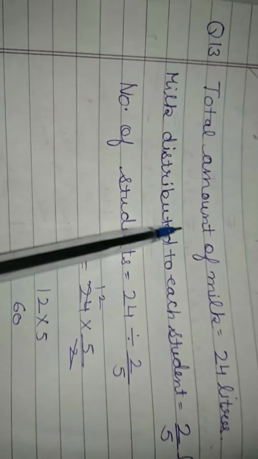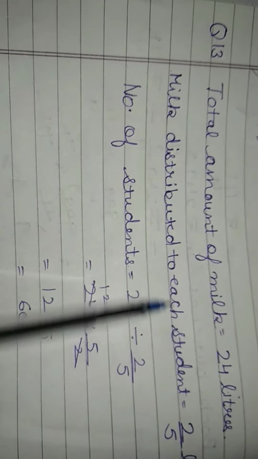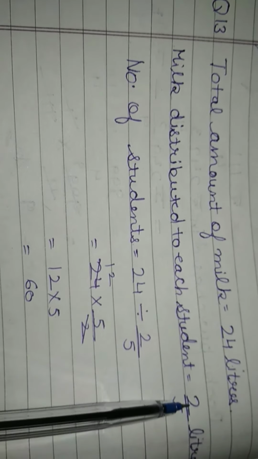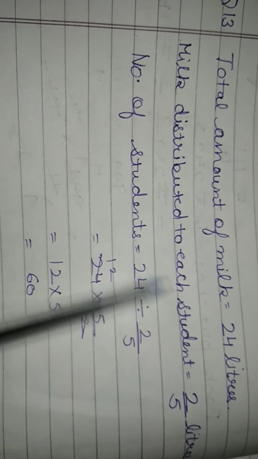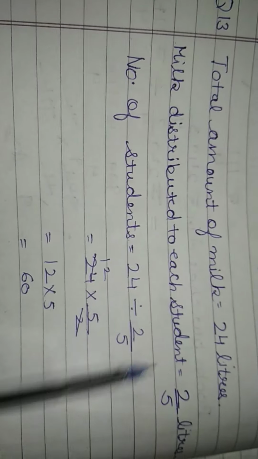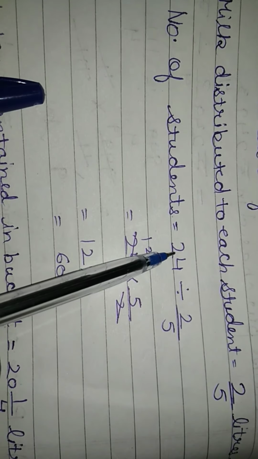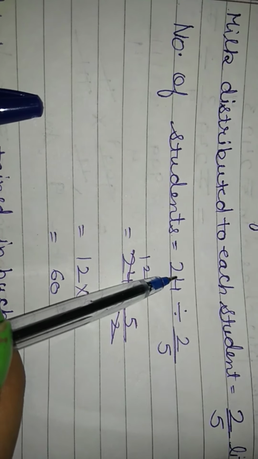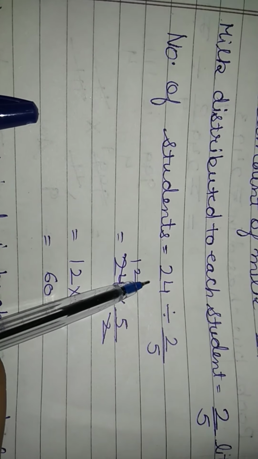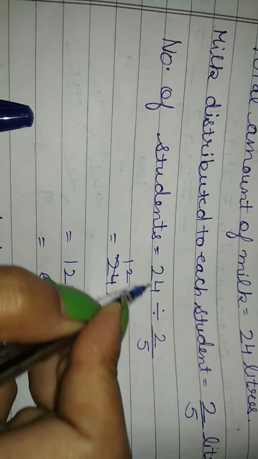So firstly we will write the total amount of milk, that is 24 liters. Milk distributed to each student is 2/5 liters. So the number of students will be the total amount of milk divided by the amount of milk given to each student. And in the division of fractions, as 24 is not having a denominator, we will suppose that 1 is its denominator. So it can also be written as 24 upon 1.